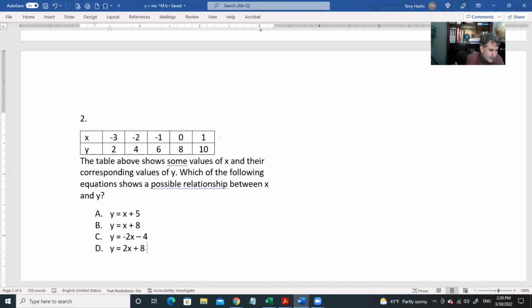Well, they're all linear equations. More specifically, they are linear equations in the form of y equals mx plus b already. So I have a slope choice of either 1, -2, or 2. I have a y-intercept choice of either 5, 8, or -4. Okay, so that should kind of guide where I go from there.